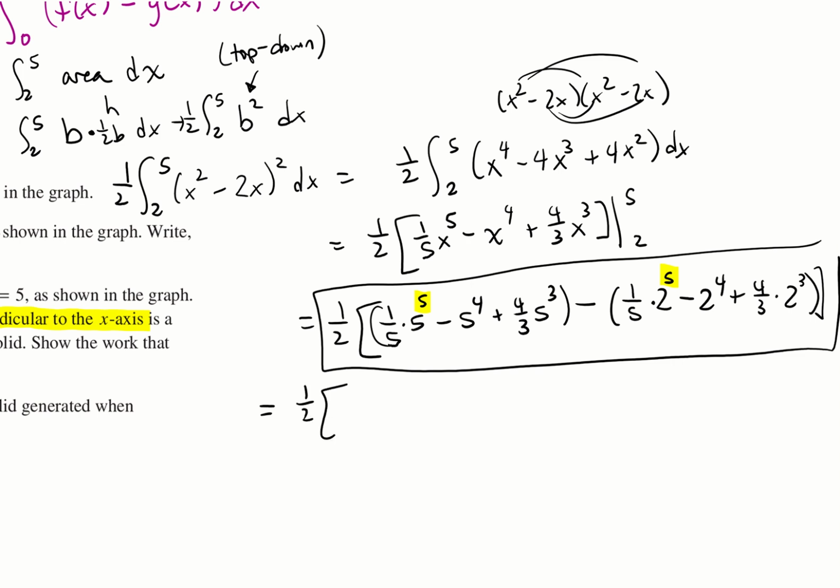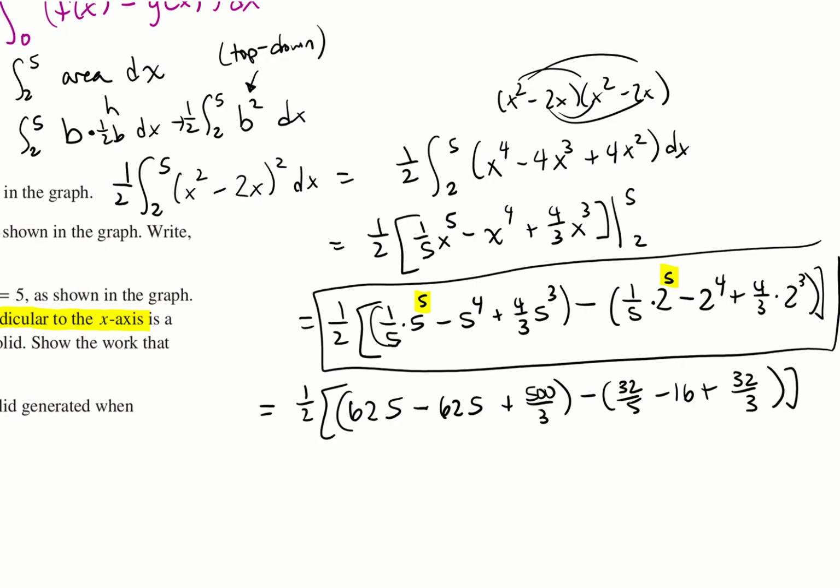All right, so 5 to the 5th divided by another 5 is really 5 to the 4th, which is 5 squared times itself. 25 times 25, 625. It's a little painful. 5 to the 4th is another 625. Those will undo each other. 5 to the 3rd is 125 times 4 is 500 over 3. And then 2 to the 5th is 32 minus 16 plus 4/3 times 8 would be plus 32/3. These cancel out. So that's kind of nice.